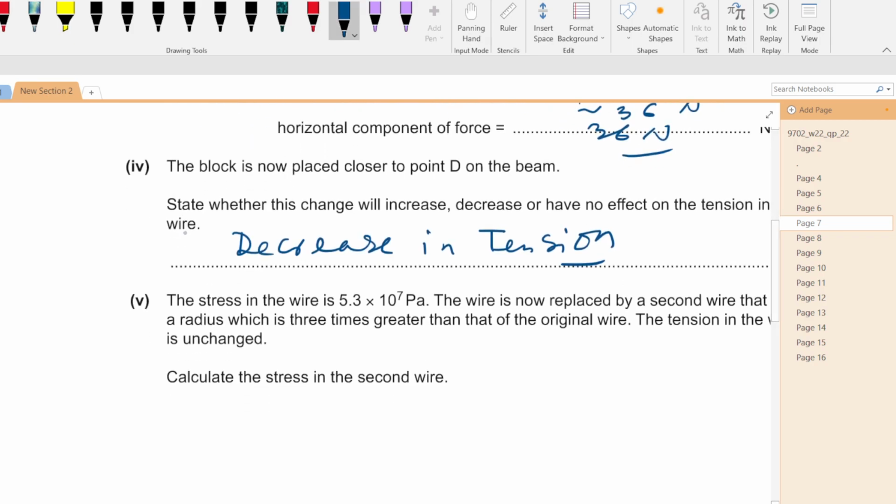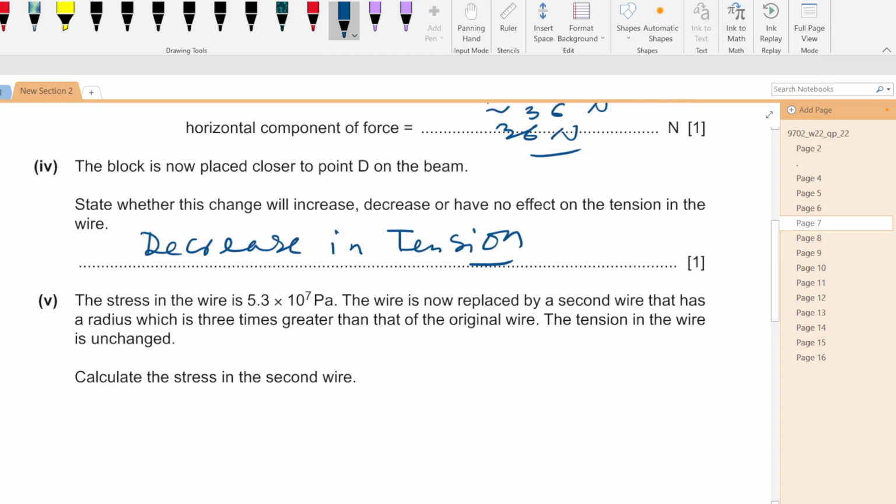Now part 5, the stress in the wire is 5.3 into 10 to the power 7 Pa, where Pa is Pascal, unit of pressure; unit of stress is the same. The wire is now replaced by a second wire that has radius which is 3 times greater than that of the original wire. The tension in the wire is unchanged. Calculate the stress in the second wire.